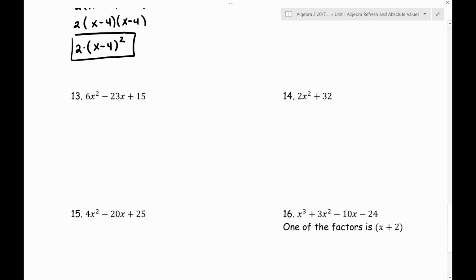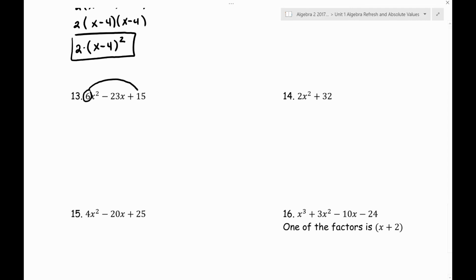Okay, number 13. Let's see, can I take out a GCD? 23 is prime, 15 is 3 and 5. It looks like I can't take anything out here. So what I'm going to try is slip, slide, divide. So multiply this. Let's see what I got.